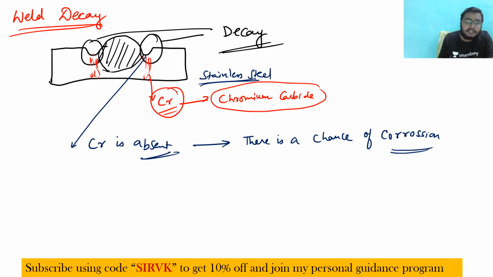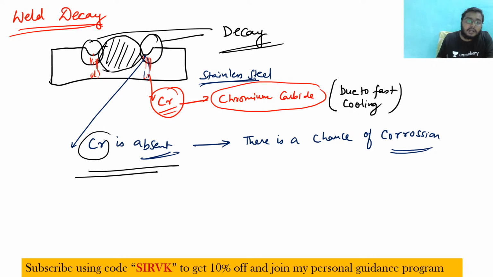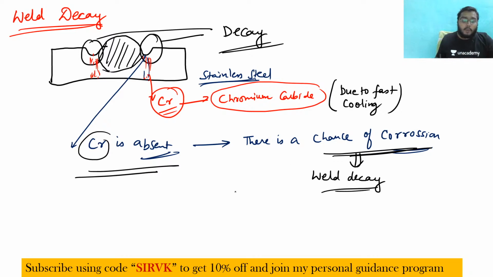So this is basically in the case of stainless steel, where chromium is present at the heat affected zone. Let me write it here also. Due to fast cooling, whatever chromium is present here is converted into chromium carbide, and the pure chromium is absent. Now this metal is exposed to the atmosphere, and there is a possibility of corrosion that can happen here, and this defect is known as weld decay. Okay. Now what you can do, the remedy is again the same thing. What is the remedy?